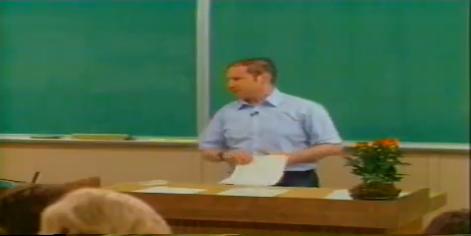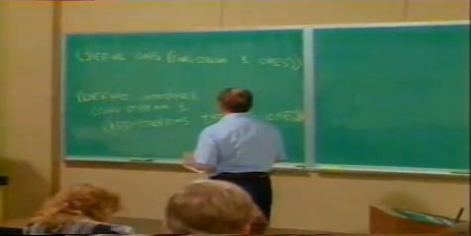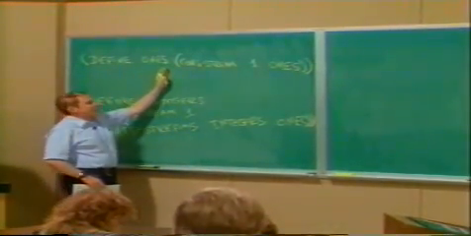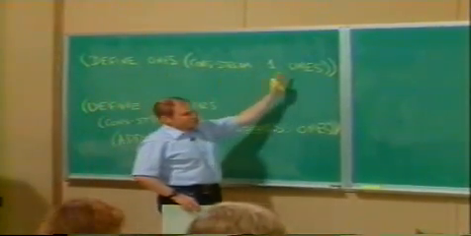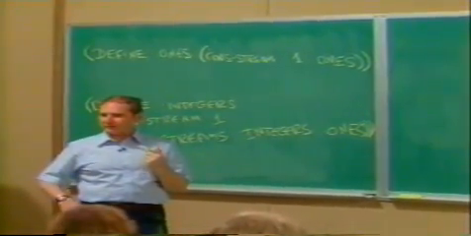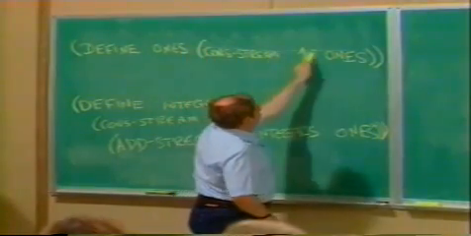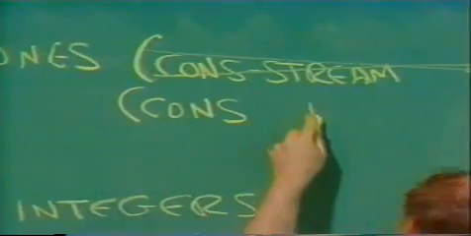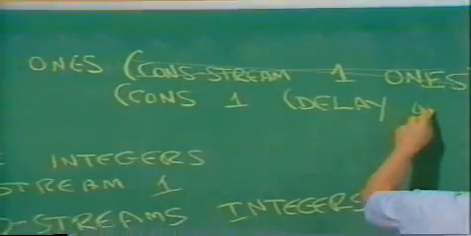Right? That looks pretty suspicious. Notice that it works because of delay. Let's take a look at ones. This looks like it couldn't even be processed, because in order to know what ones is, I say it's cons-stream of something onto ones. The reason that works is because of that very sneaky hidden delay in there. Because what this really is, remember, cons-stream is just an abbreviation. This really is cons of 1 onto delay of ones.